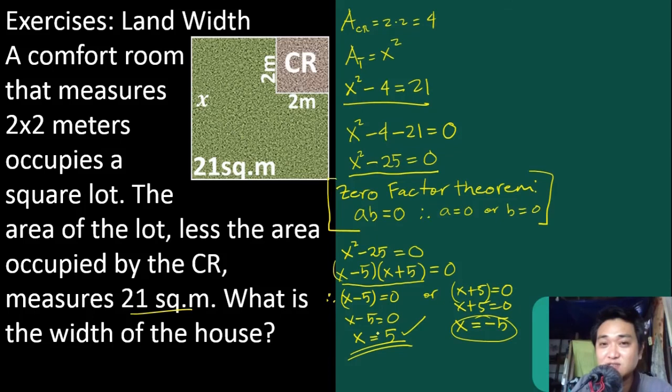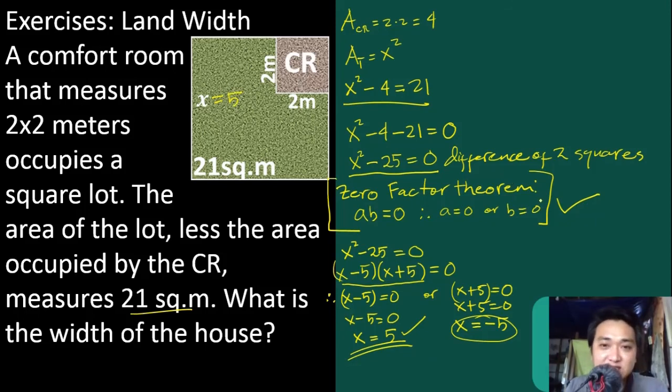This is very direct, napaka-direct ng solution niya. Unlike before, kanina, marami tayong paligoy-ligoy, tapos mga square root tayo. Ito, gumamit tayo dito ng the difference of two squares. Ginamit natin yung concept ng the difference of two squares. Tapos ginamitan natin siya ng zero factor theorem, and we were able to find the value of x. So the value of x here is simply 5.